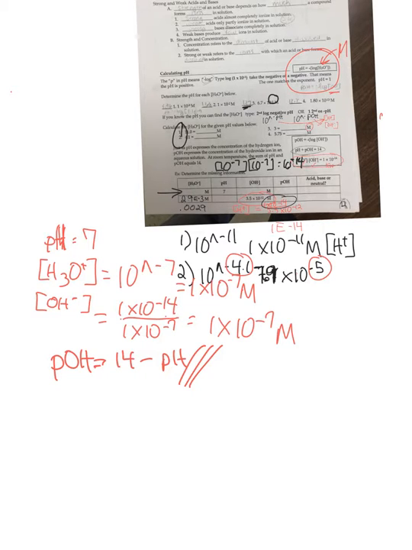Just so you're ready for it. How do you get POH? Look above. Look at the top of your page. Yes, there we go. We could do negative log of this 1 times 10 to the negative 7. And you would also get your answer. So what is it? 7. Good. All right. So you got to be able to fill out one of those tables. And that's kind of it.